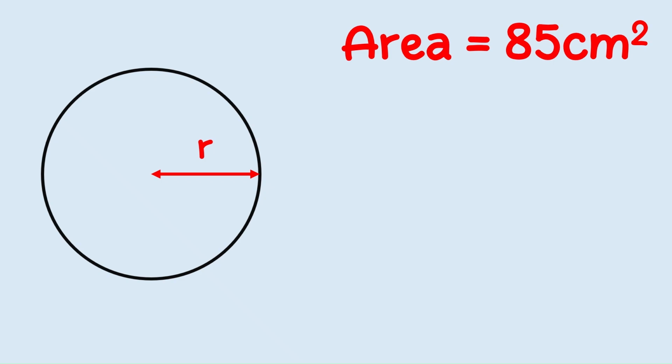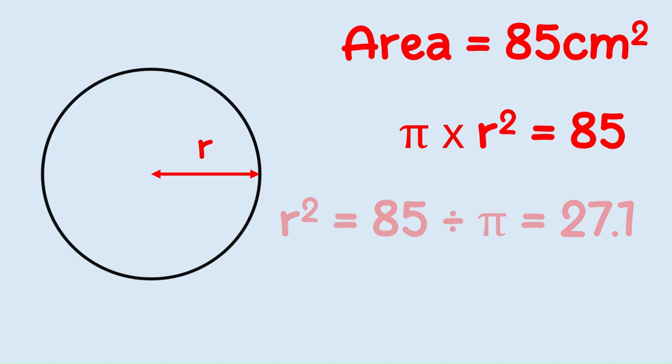In this last example, we're actually given the area of our circle, 85 centimeters squared, and now we want to find the radius. Well, since the area is 85, we can create an equation that would be pi times radius squared equals 85. We can then solve this equation by using our inverse operations. We start by dividing by pi.